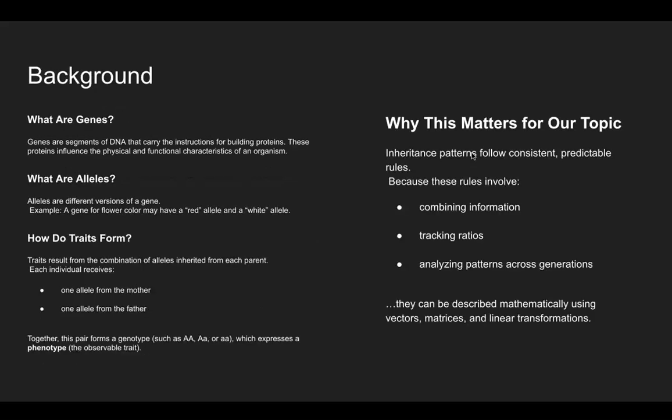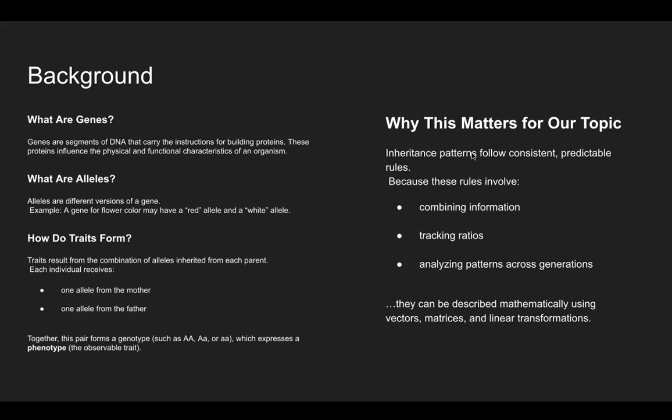Background. What are genes? Genes are segments of DNA that carry the instructions for building proteins. These proteins influence the physical and functional characteristics of an organism. What are alleles? Alleles are different versions of a gene. Example, a gene for flower color may have a red allele and a white allele.